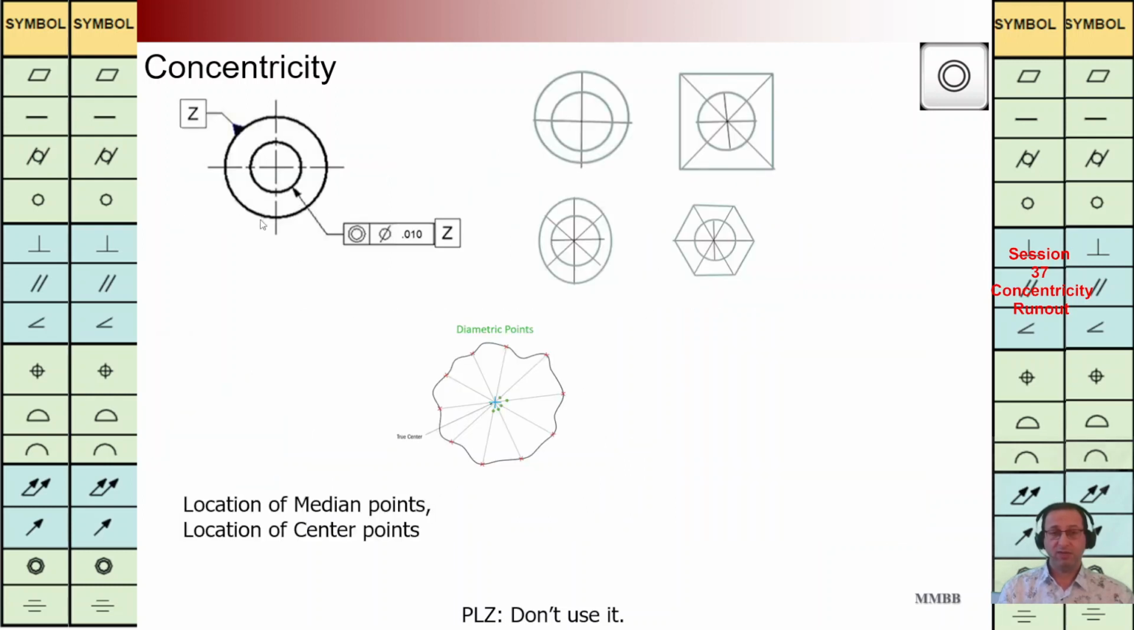Here we are going to have the last example for concentricity. We have TZ 0.01 and back to axis Z. For each cross section, as we can see here at bottom, for 2 points, we are going to calculate the location of midpoints. That midpoint should be in the mentioned TZ. We are going to check the location of center points or median points. And please don't use it.